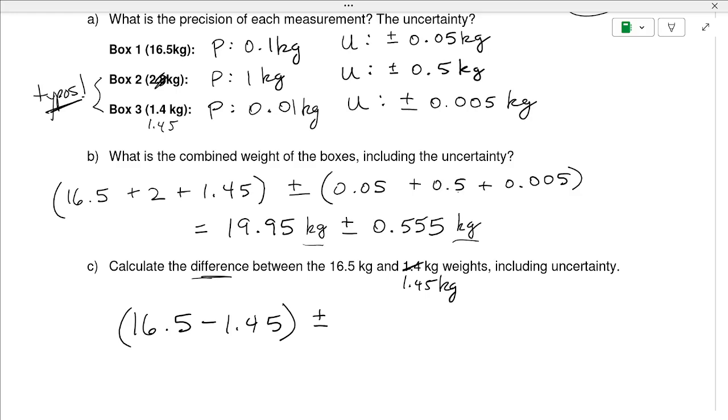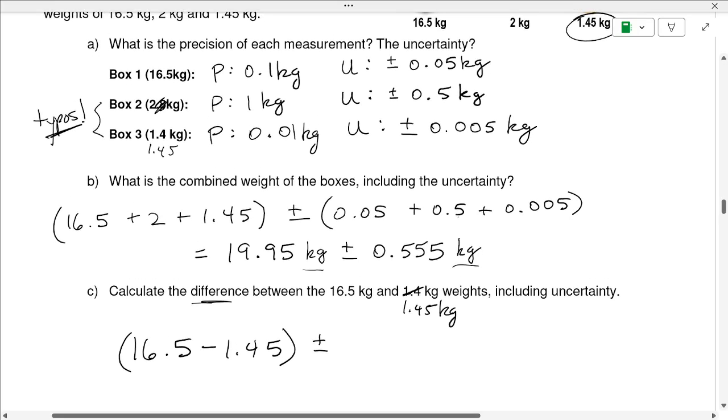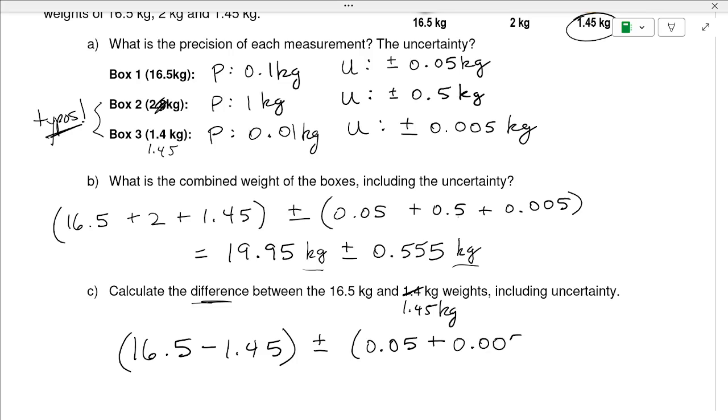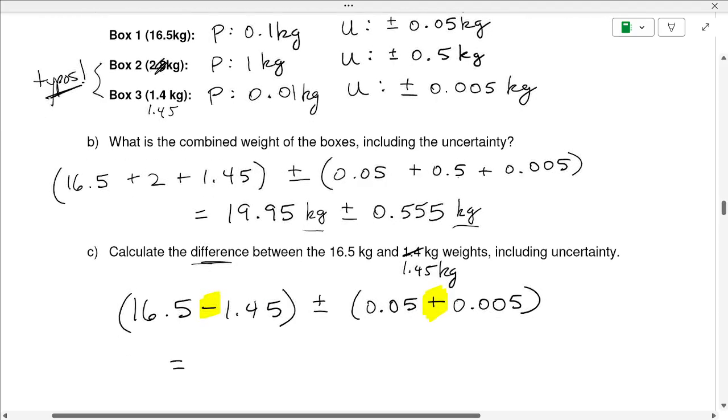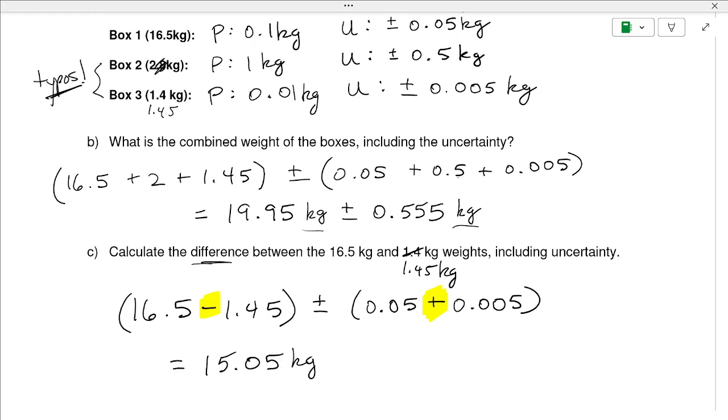Okay, so the 16.5, let's look back here, had an uncertainty of 0.05. The 1.45 has an uncertainty of 0.005. Make sure you understand that it's adding here, even though it's subtracting there. And then you get a final answer of, let's see, get my calculator happening, 16.5 minus 1.45 is 15.05 kilograms plus or minus 0.055 kilograms.